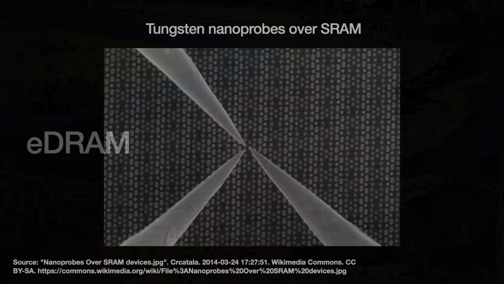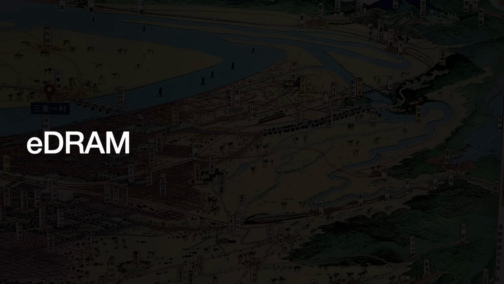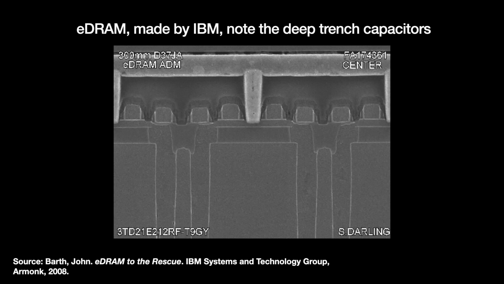So, if SRAM is reaching its density limits, why not embed something that can be far denser? That is why some have turned to embedded DRAM, or eDRAM. It is the same one transistor, one capacitor structure, just embedded onto the die. With that skinnier setup, we can stuff 5 to 6 times more eDRAM than SRAM onto the same space.